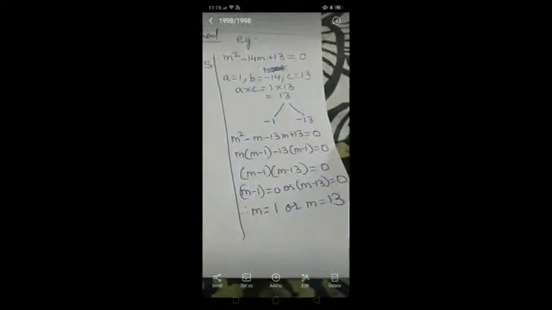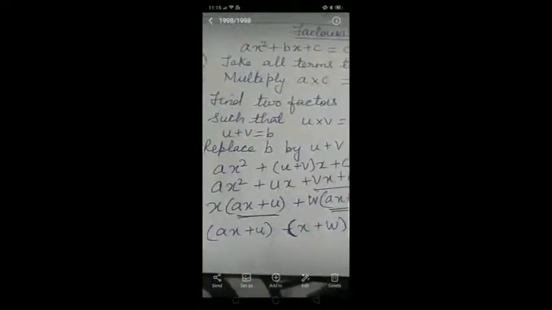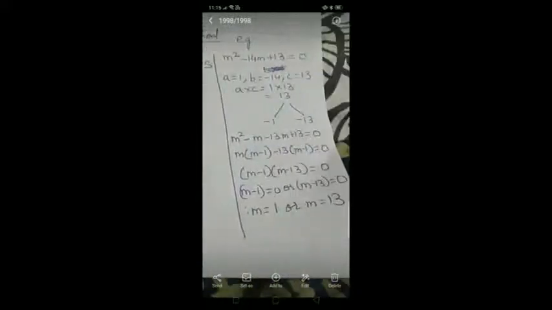Now what I will do, what is my next step written over here? Replace B by U plus V. So what is my B? Minus 14. So instead of minus 14, I will put this. So minus 1m means minus m and minus 13m, plus 13. So instead of minus 14m, I split minus 14m and I wrote minus m minus 13m. Ultimately minus m minus 13m, what will it become? Minus 14m. Now from these first two, that is m square minus m, and the next one, that is minus 13m plus 13, you have to remove common.